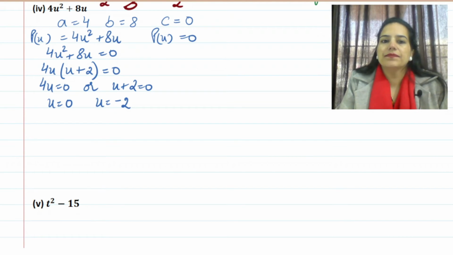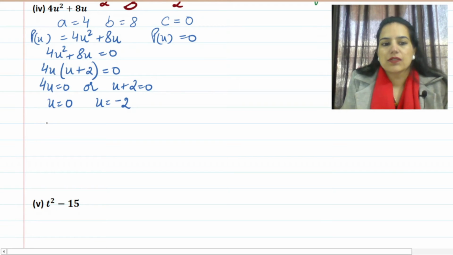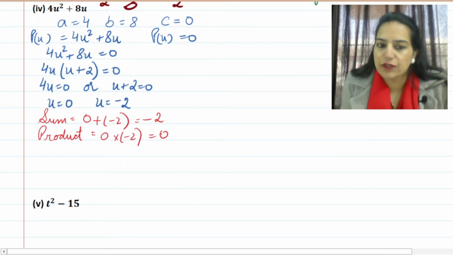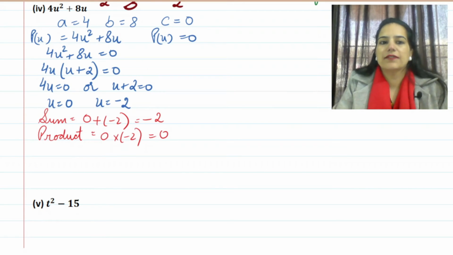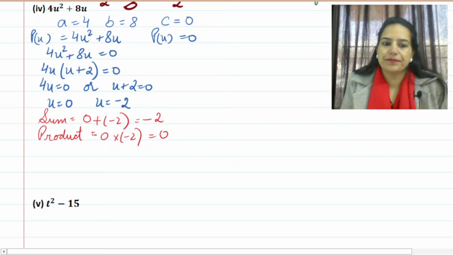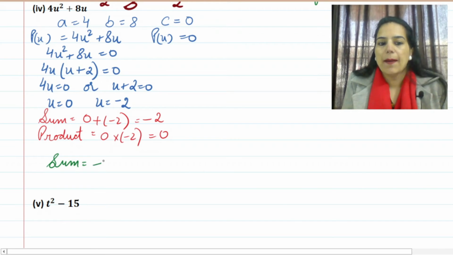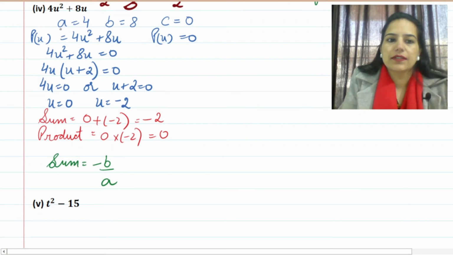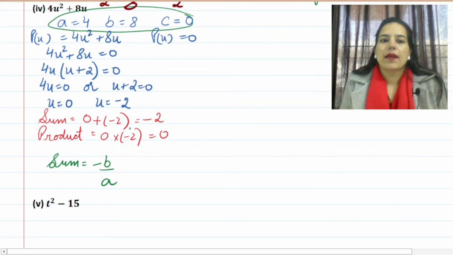Now let's find the sum. So sum will be 0 plus minus 2, that is minus 2. Then let's find the product. So product will be 0 multiplied by minus 2, which is 0. Now we will verify it by the relationship we know. What is the relationship we know? Sum should be equals to minus b by a. So what was ABC here? This. B is 8.